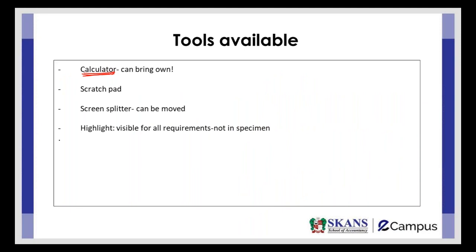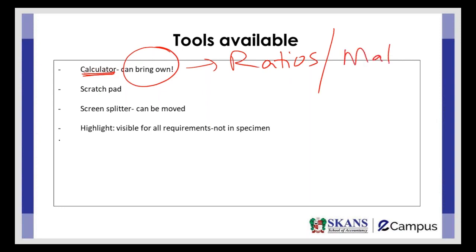You will have a calculator on the screen, but you can take your own calculator as well. If you're not comfortable using the calculator on the screen, you can use your own one. Please remember that you need to calculate ratios, you need to calculate materiality. So do bring your calculators if you don't want to use the one on the screen. There will be a scratch pad on the screen for you to make notes. The scratch pad will have your notes. It will not be marked by the examiner. Whatever you write on the scratch pad will not be marked. Again, I'll show you the scratch pad soon.